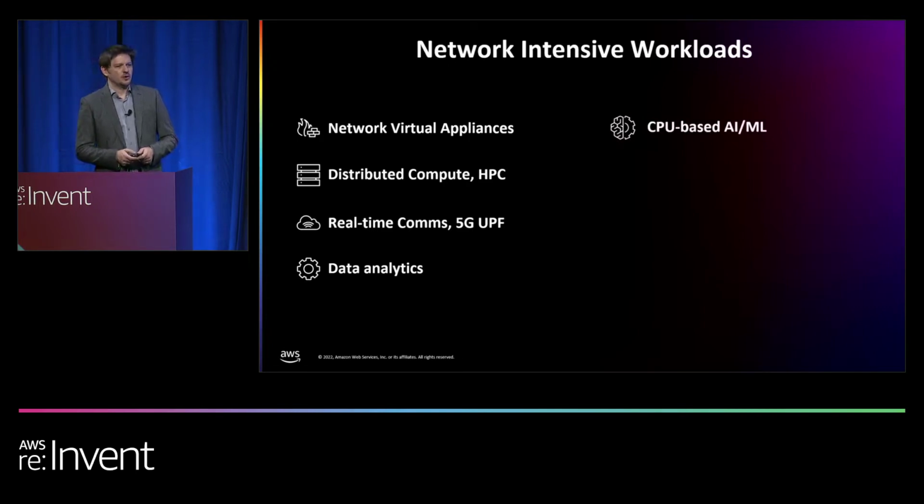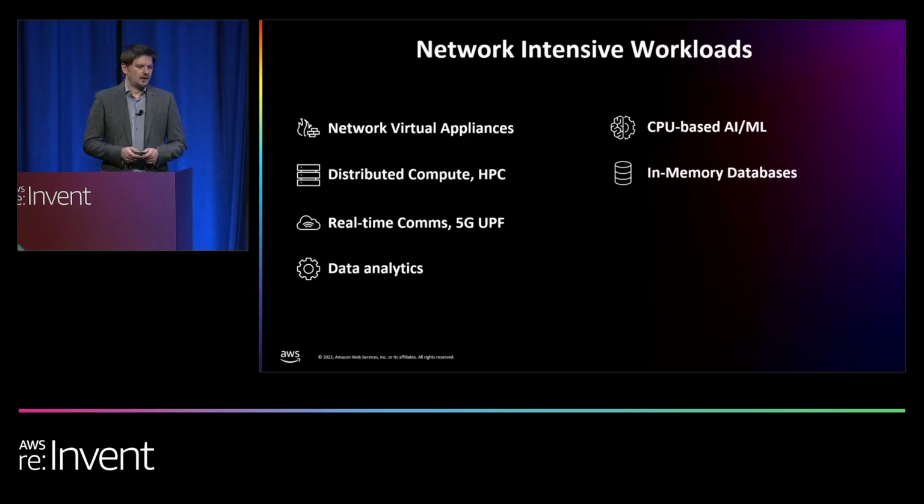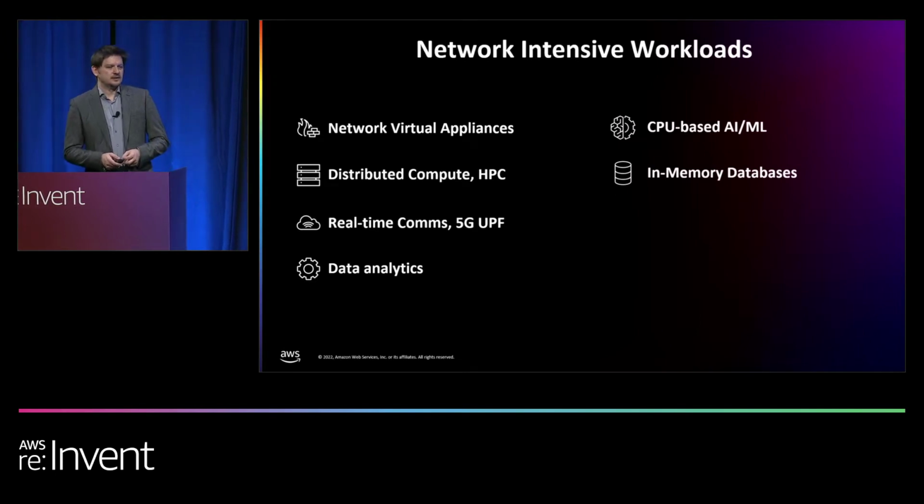Customers also use network-optimized instances for CPU-based AI/ML for training and inference. When they don't need to go all the way to a GPU, they use network-optimized instances such as C5N. They also run a lot of in-memory databases. Examples of these are Aerospike, Redis, Memcached.